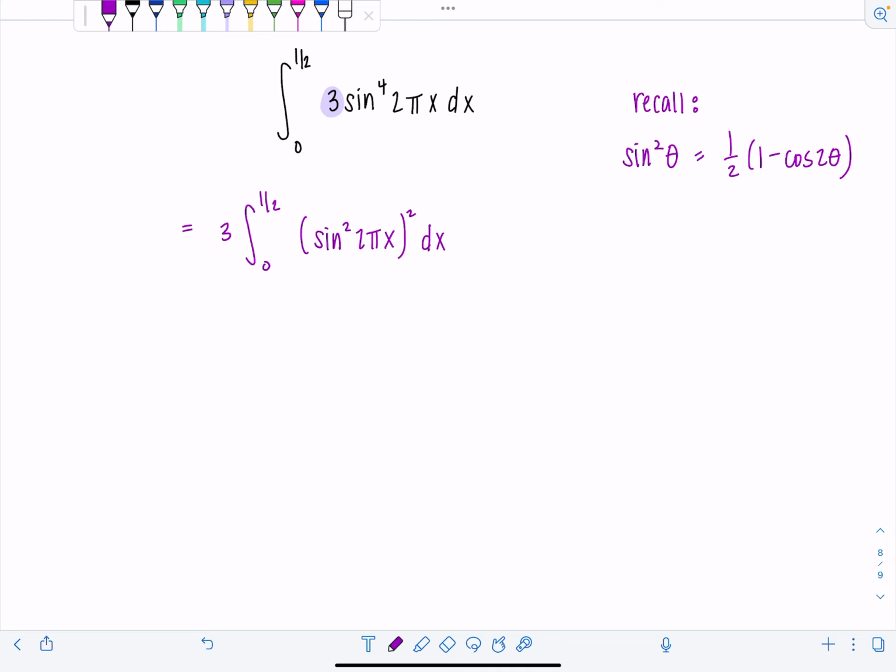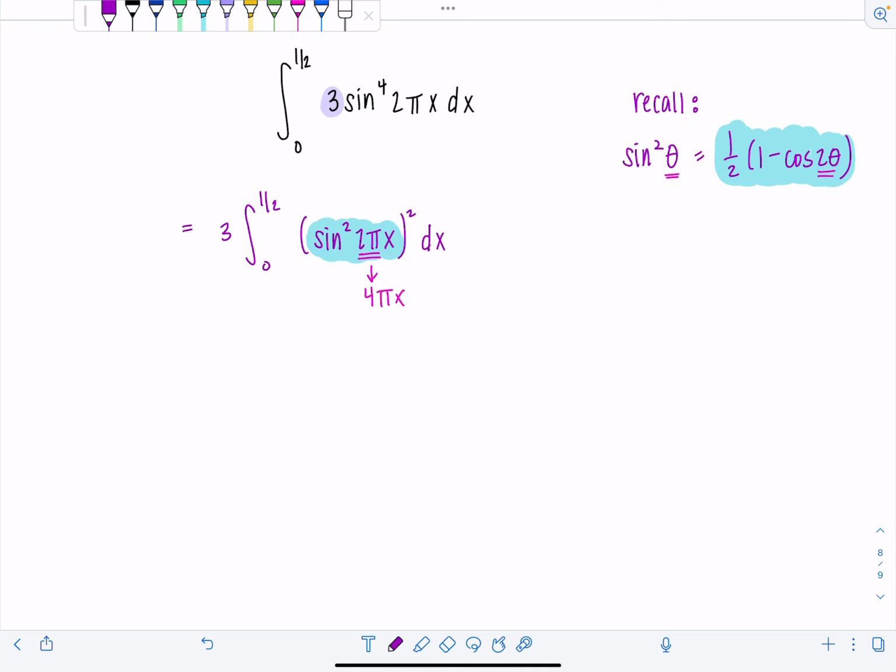First level, we're going to replace sine squared 2 pi x with the appropriate identity here. Notice you just double the argument. So if you had theta to start with, it becomes 2 theta. We have 2 pi x to start with. Doubling that will become 4 pi x.